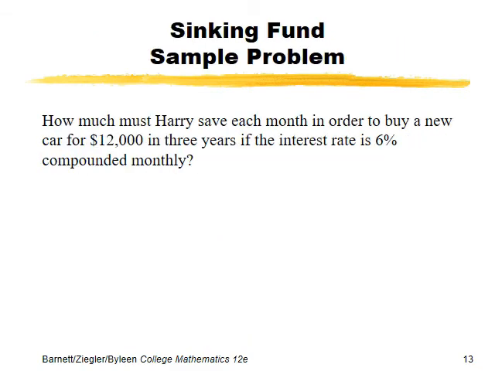Okay, now here we solve this example related to the sinking fund. How much must Harry save each month in order to buy a new car for $12,000 in 3 years? Like in future, Harry wants $12,000 in 3 years at the rate of 6% compounded monthly. So m is 12. How much must Harry save each month means how much the equal sequence of periodic payments would be. So you need to find PMT.